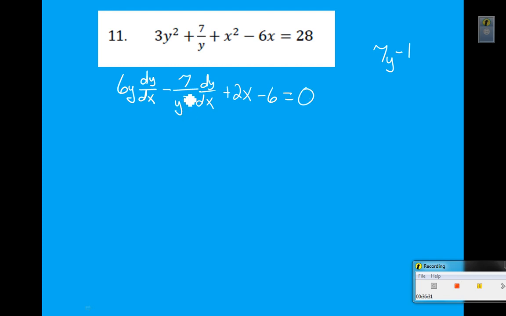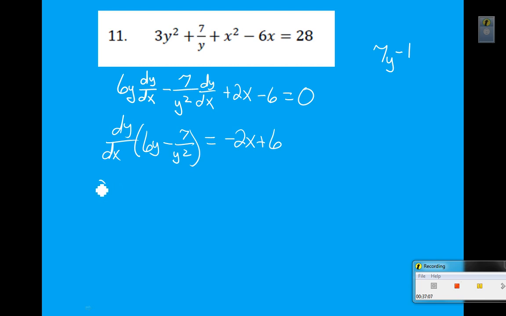You got a fraction, so here goes. 2x to the other side goes. That positive 2x becomes negative, that becomes positive. We're going to factor out the dy/dx, which leaves a 6y minus 7 over y squared. Like I said, you don't get to use negative exponents. You don't get to leave that fraction within there.